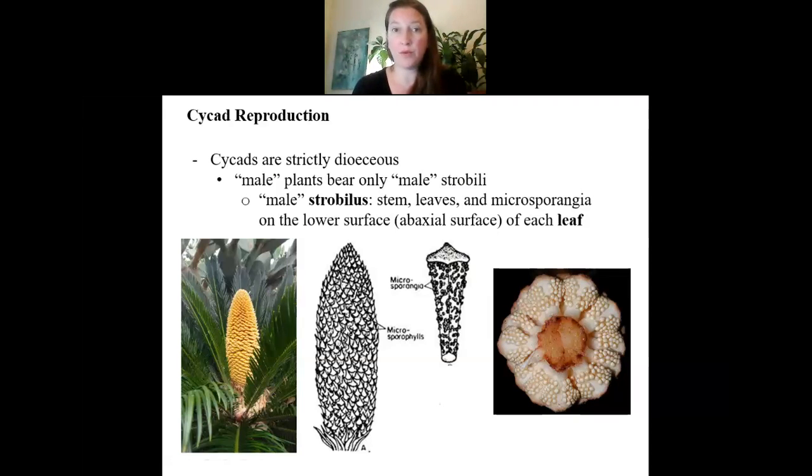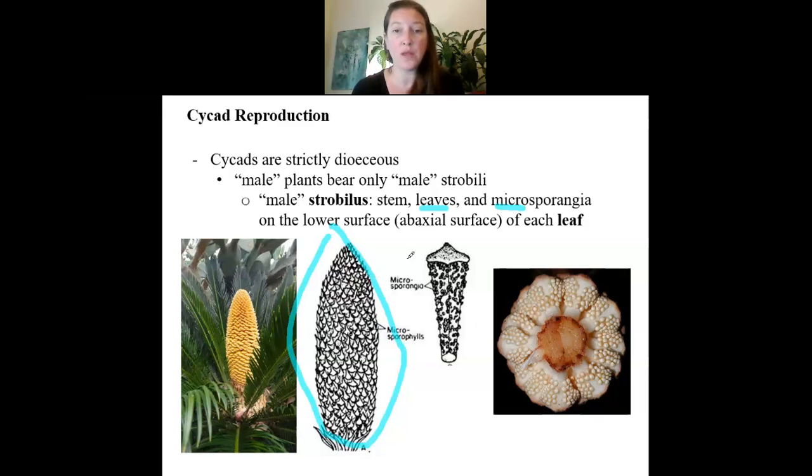This is one example, right? There's a ton of diversity. There's a real picture on the right. In the middle, you have a diagram. So this whole thing here, it's one strobilus, and on it are all of these leaves, right? One strobilus, on it are all of these leaves, the leaves that have microsporangia on them.